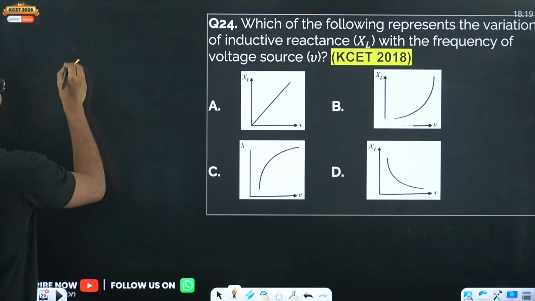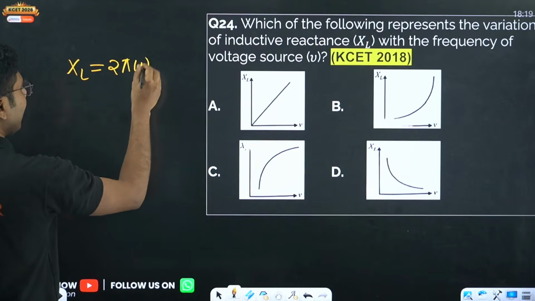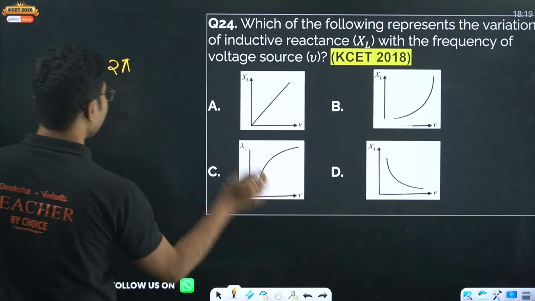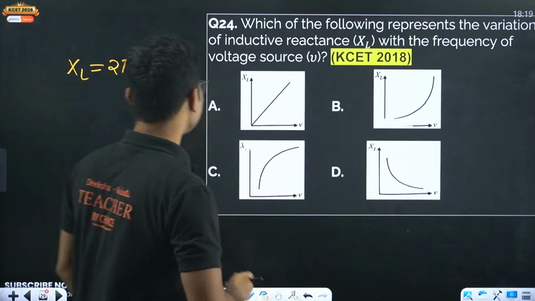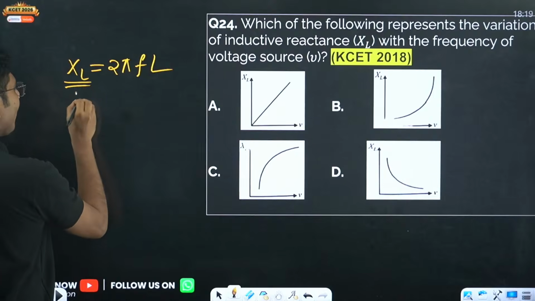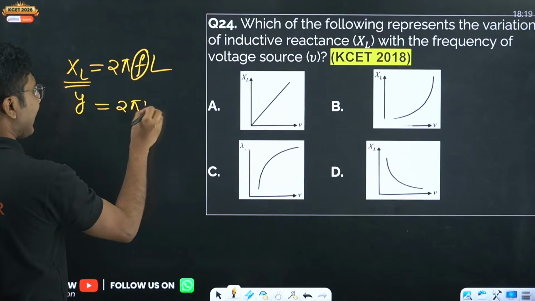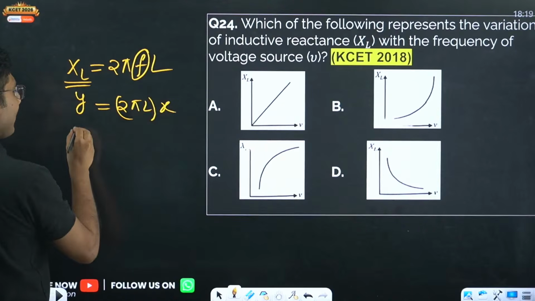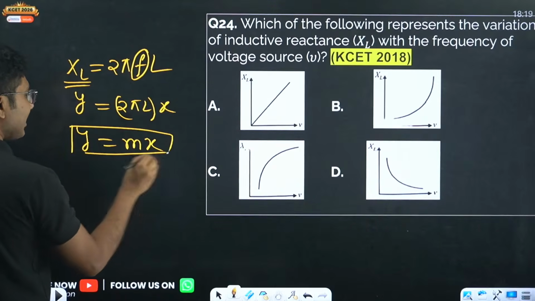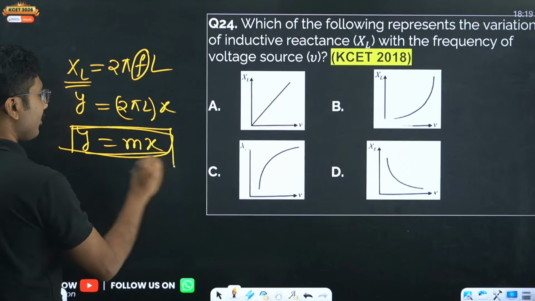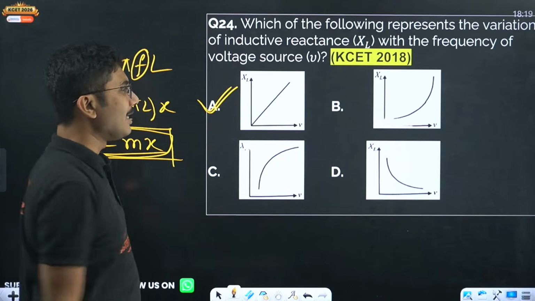What is XL? XL is omega L, or 2 pi F into L, right? So what is the graph of this? If you take this as Y, this as your X, then it is 2 pi L into X. So this is a pattern of Y equals mx. So what is this? This is a straight line passing through origin. This is an equation of a straight line passing through origin. So the correct answer is not D but A.